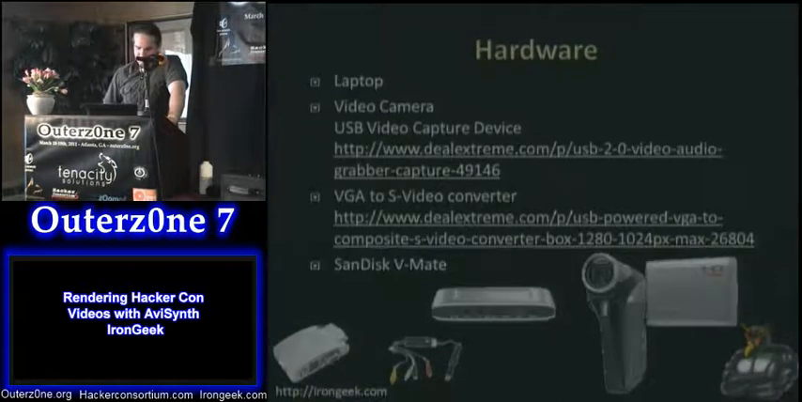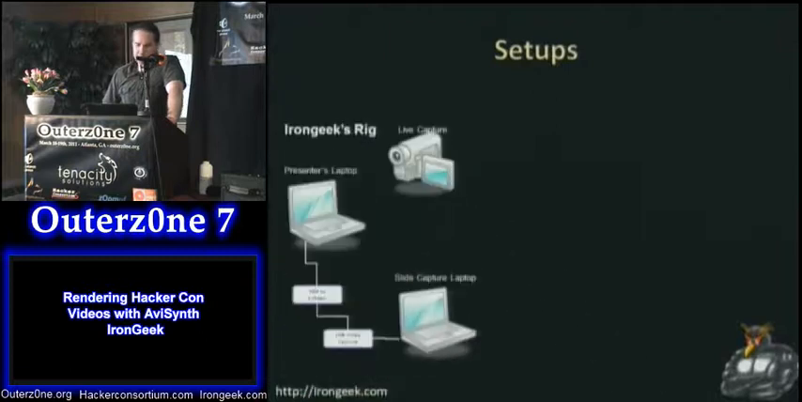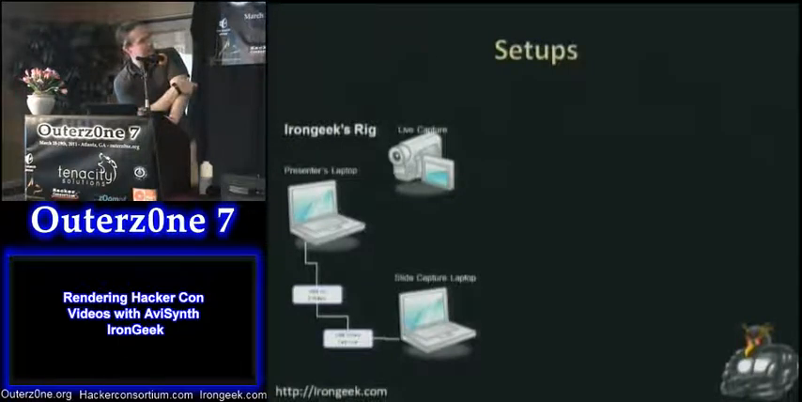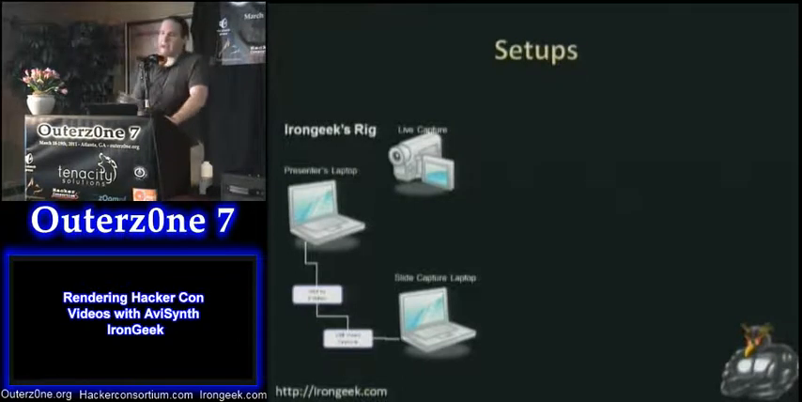Alright, and I talked a little bit about the VMate setups. Now, my core setup is essentially I have a camera that's recording separately, just sitting there, standalone. And then I have the presenter's laptop hooked up to that VGA to S-video adapter. Then the S-video adapter is running into my USB capture device. And then that's going to my capture laptop. And it's captured from there. And afterwards, I combine them together.